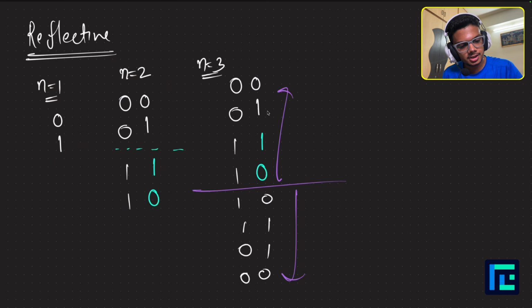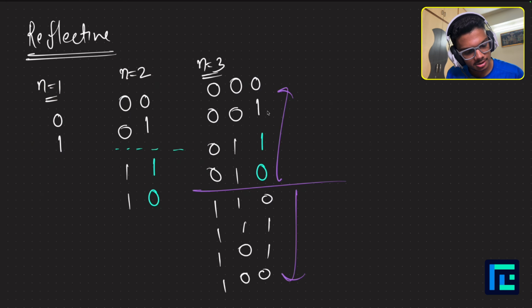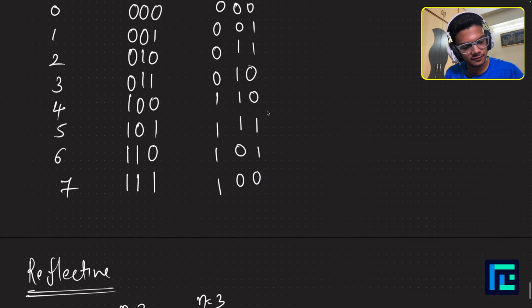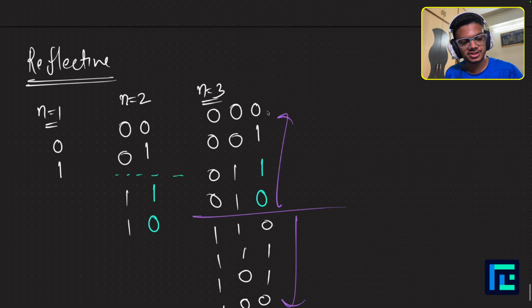Then you put a mirror here and append zeros here, append ones here. So this is exactly the same. You can verify for yourself. This is what is happening. So this is the reflective property.